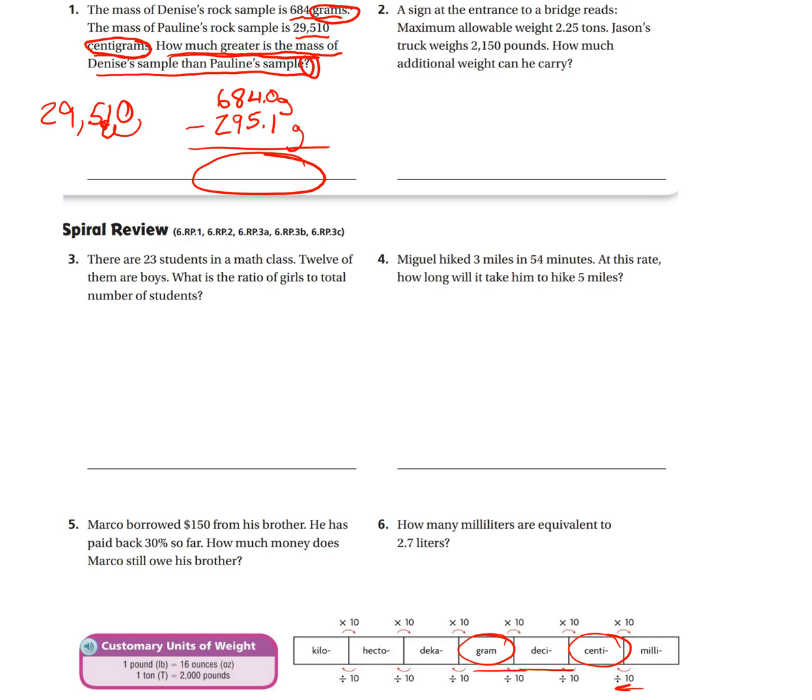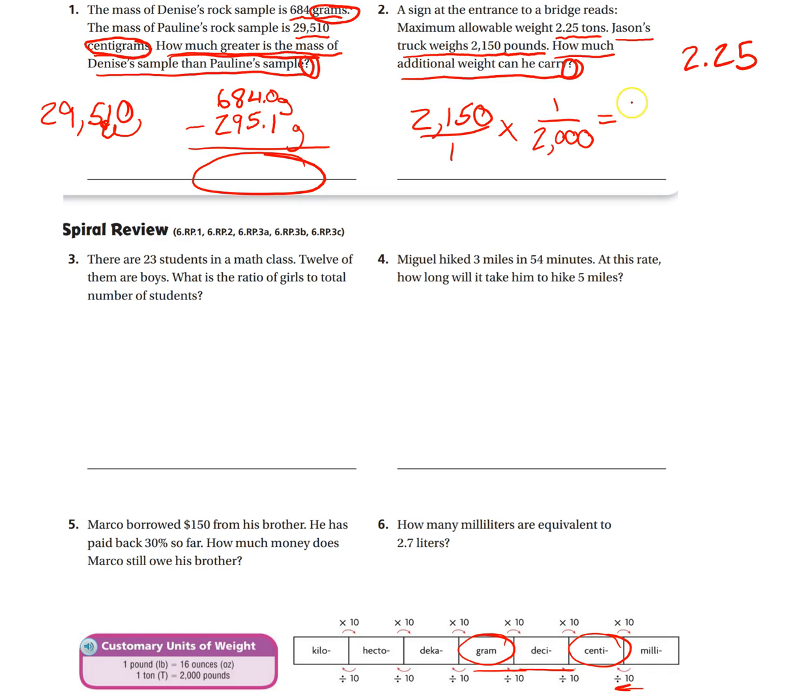All right, number 2, a sign at the entrance to a bridge reads maximum allowable weight 2.25 tons. Jason's truck weighs 2,150 pounds. How much additional weight can he carry? So again, the max is 2.25. I have 2,150 pounds, and I want to go to tons, so tons go on top. 1 ton is 2,000 pounds, then I multiply, and this is the same thing as 2,150 over 1.